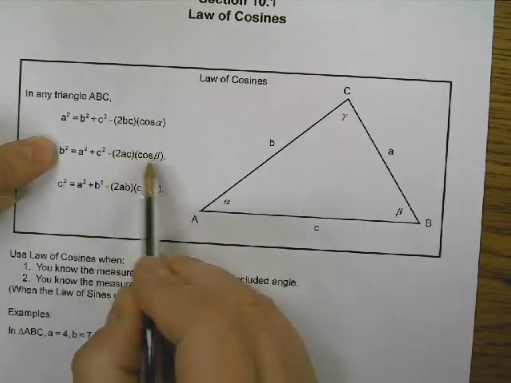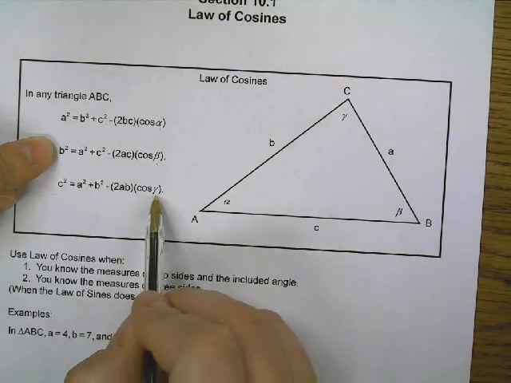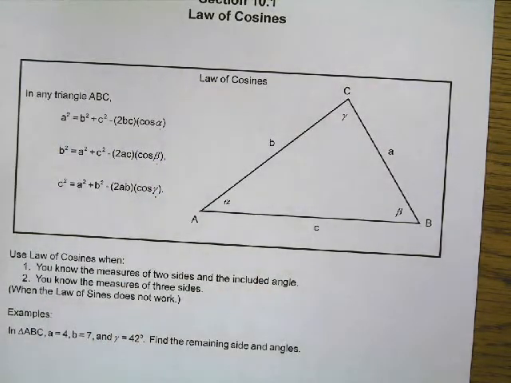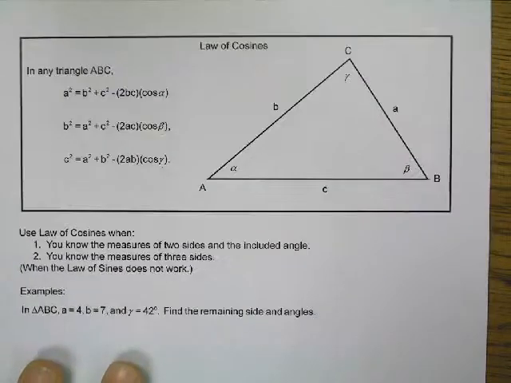Here, B is across from beta, and C is across from gamma. And so once you get that down, this becomes much, much easier. You don't think of it as three formulas. You just think of it as one formula because you know where everything goes, how it all fits together.